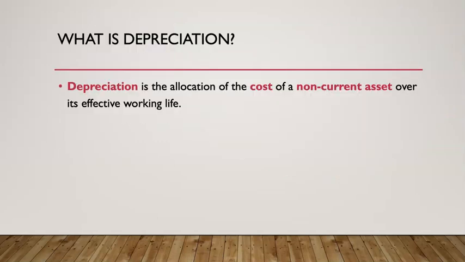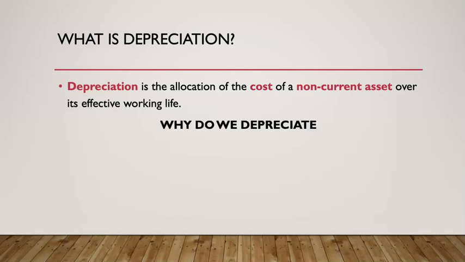Depreciation is the allocation of the cost of a non-current asset over its effective working life. So we are always talking, when we talk about depreciation, non-current assets, assets that we're going to hold for 12 months, and we are going to allocate a cost over its working life. We know that we are going to allocate the using up of this asset throughout its life because we're going to hold it for more than 12 months.